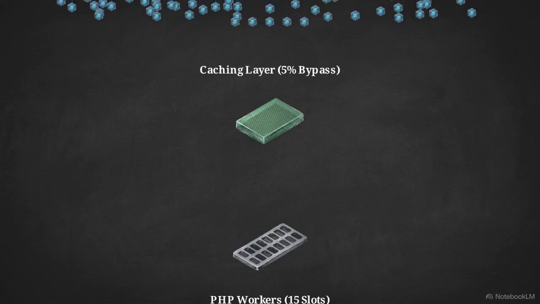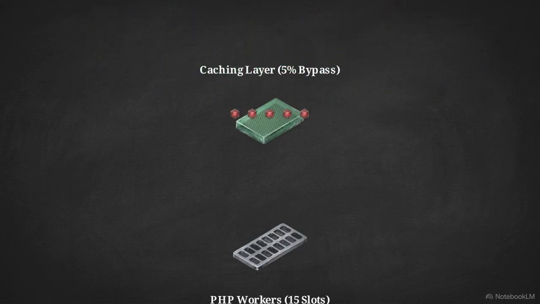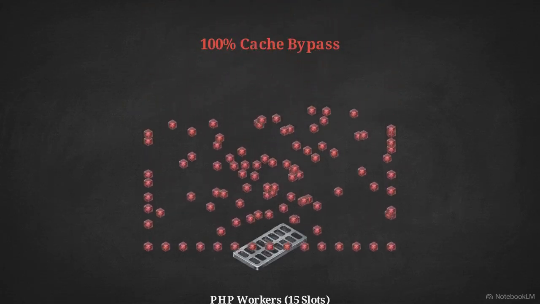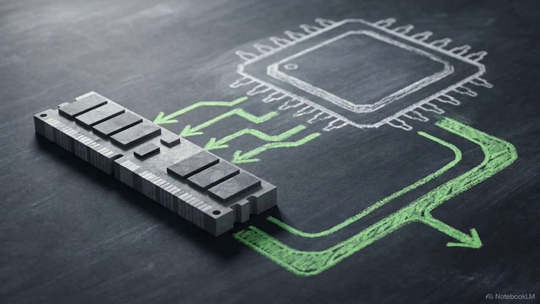Watch what happens when 100 requests arrive simultaneously. On a cached blog with a 5% bypass rate, 95 of those packets hit the filter, turn green, and bounce back safely to the user. Only 5 packets pass through to the 15 workers below. In a 100% bypass scenario, the filter opens up completely. All 100 packets smash straight through and instantly bottleneck at the 15 available worker slots. Cached pages are served instantly by the web server's memory. They consume exactly 0 PHP workers.